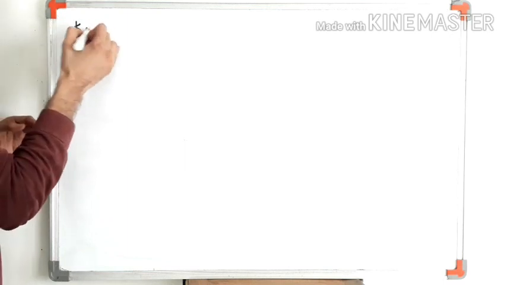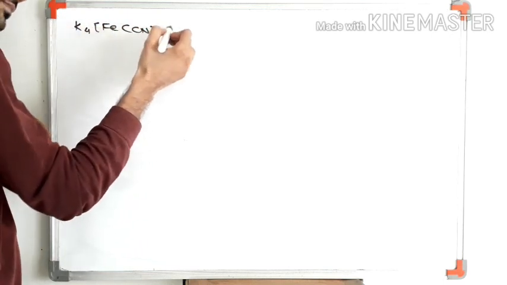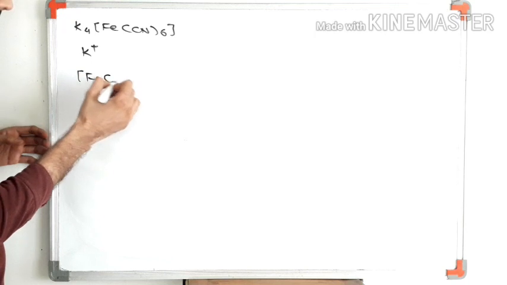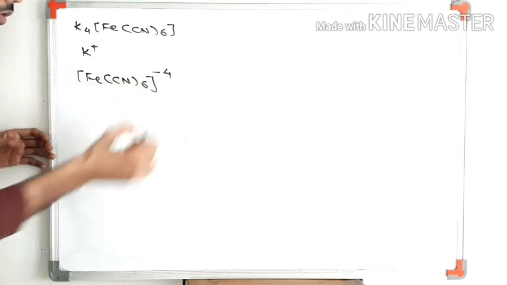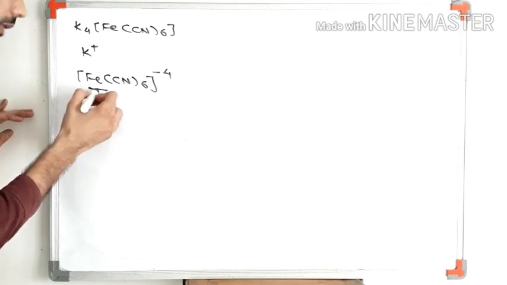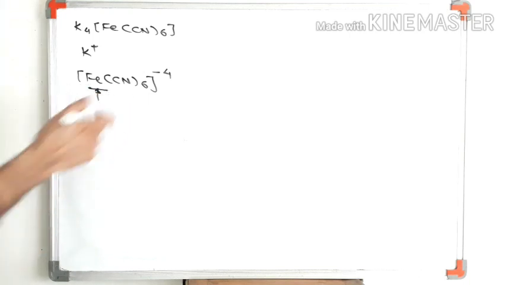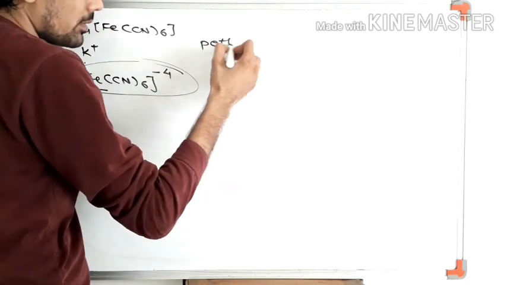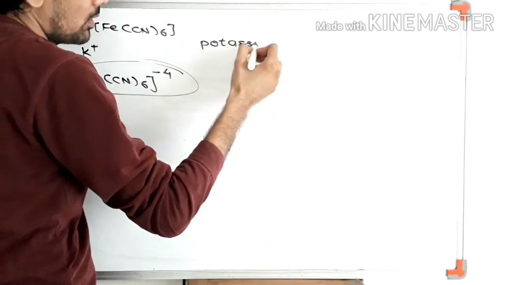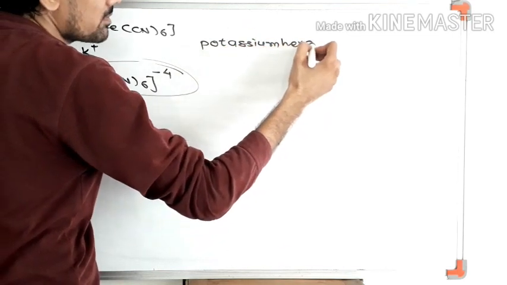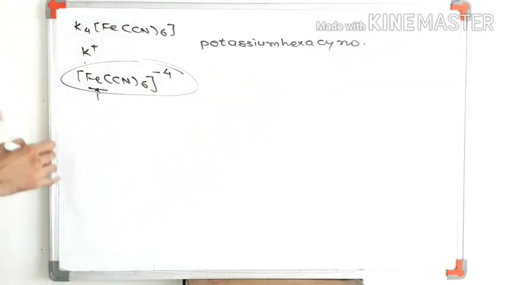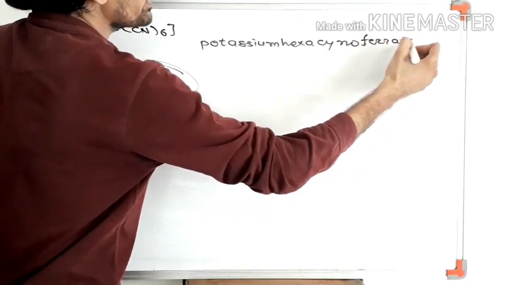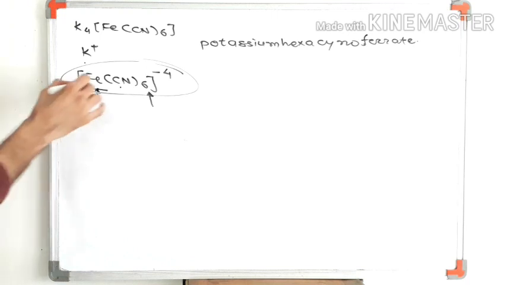Like K4[Fe(CN)6]. Here the positive ion is K plus, and the negative ion is [Fe(CN)6] minus 4. It is a negative ion, so you have to write ferrate. If the complex is negatively charged, you have to apply -ate. Now, potassium hexacyano, why hexacyano? Six times cyano. Hexacyanoferrate, oxidation number is 2.